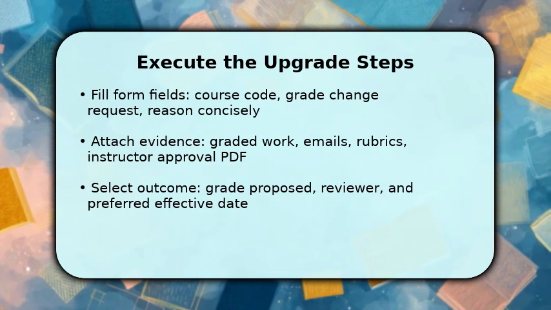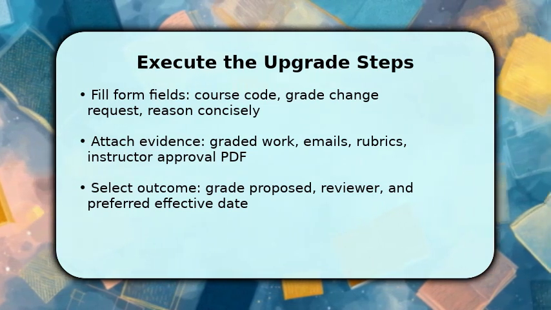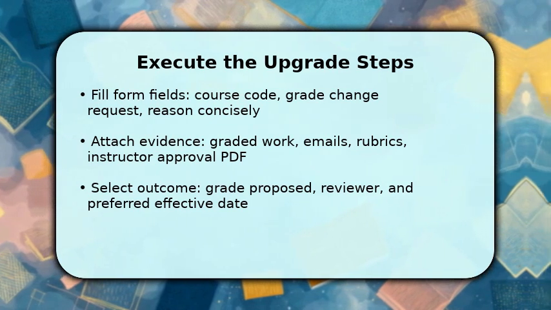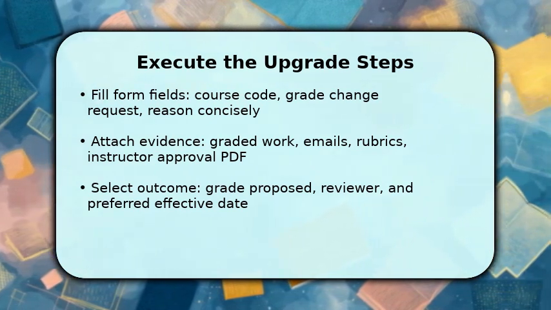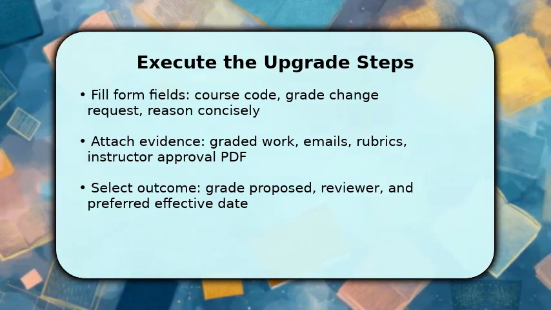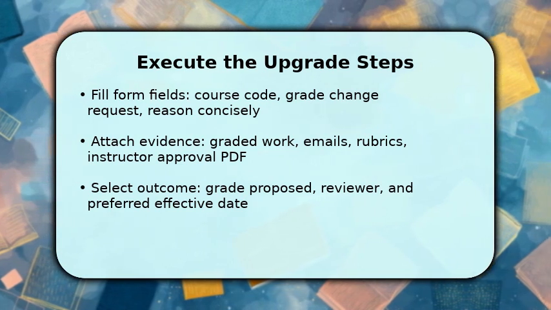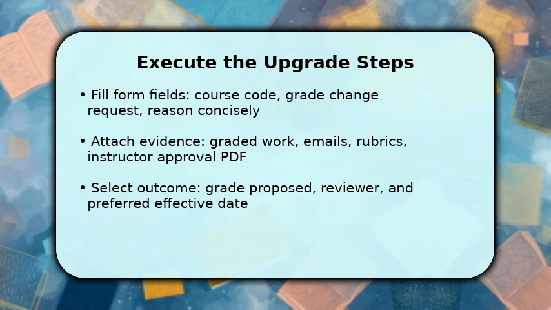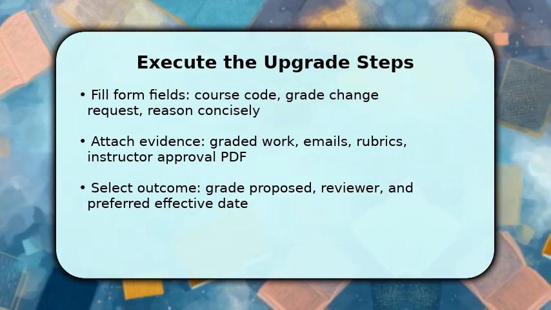Enter course code, original failing grade, and precise grade you request, then describe why this change is justified. Once done, attach supporting evidence, graded work, rubrics, email approvals, or remediation records to prove competency. Next, choose the reviewer or instructor and set the preferred effective date.